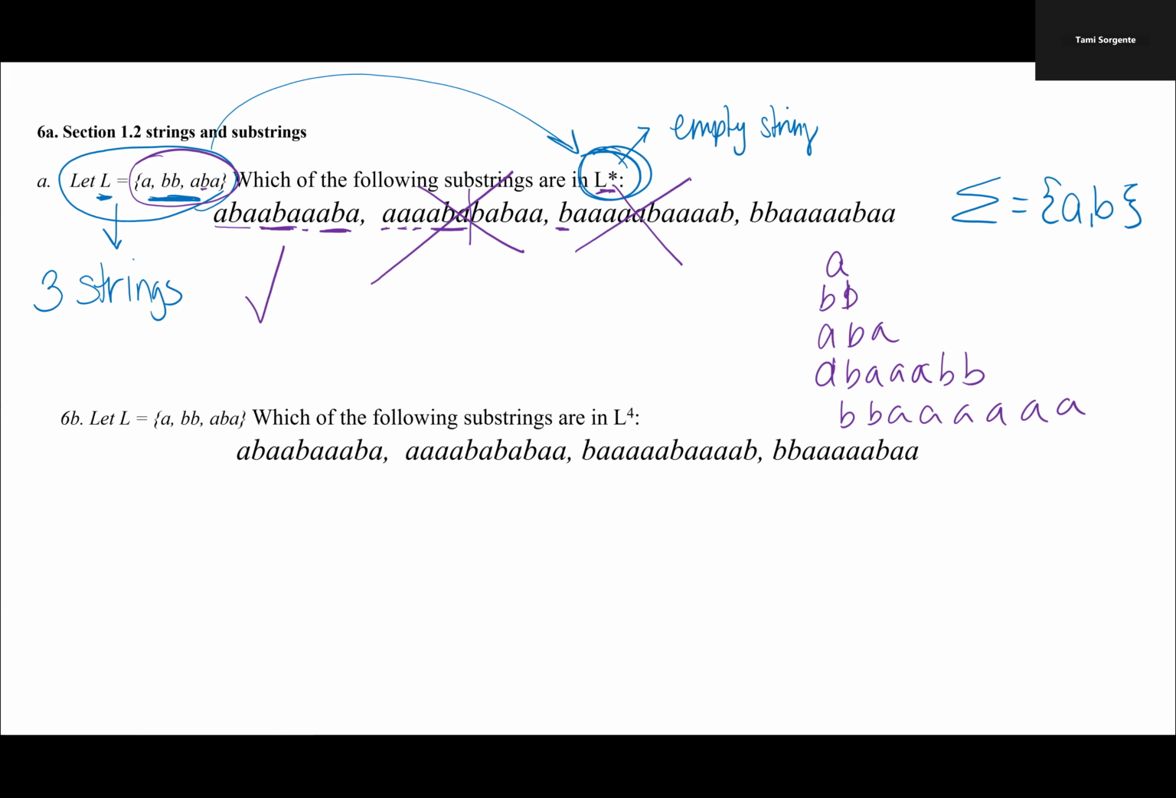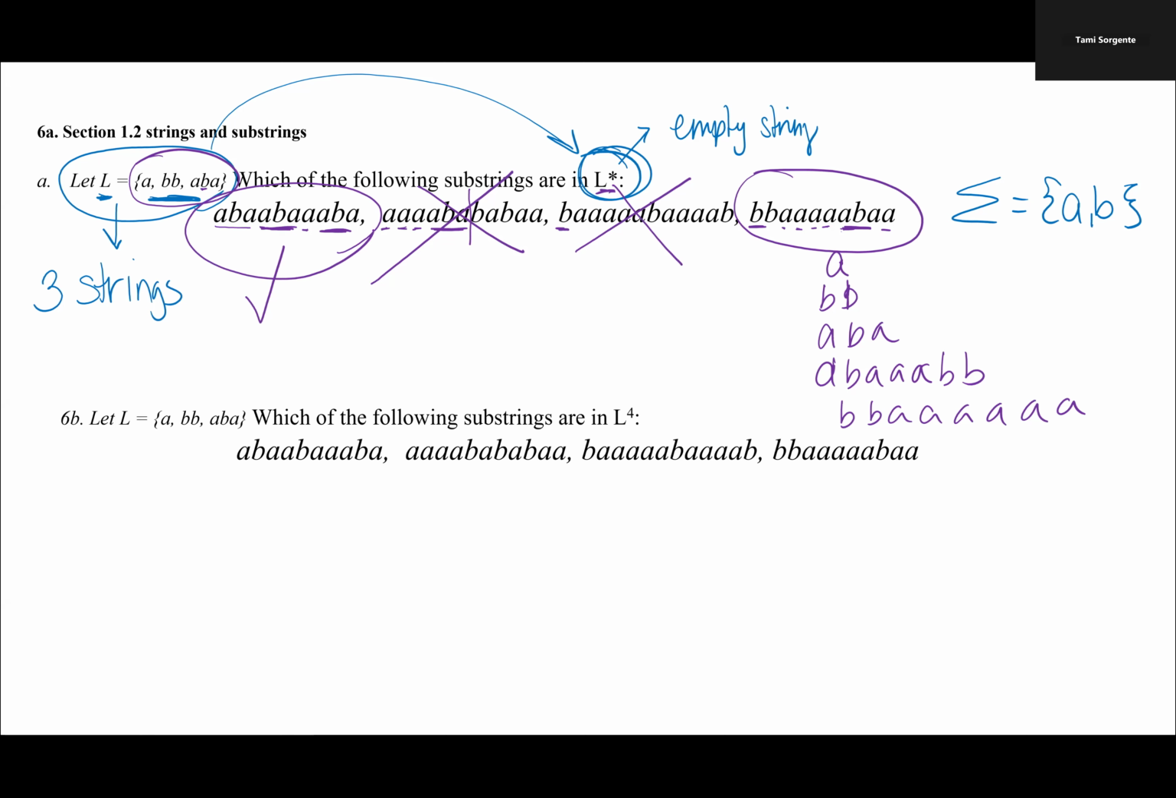And this one, take a look. I have BB with an A, with an A, with an A, with an A, with an ABA, with an A. So yes, this one is part of L star, and this one is also part of L star. So that's the answer to that question, those two.